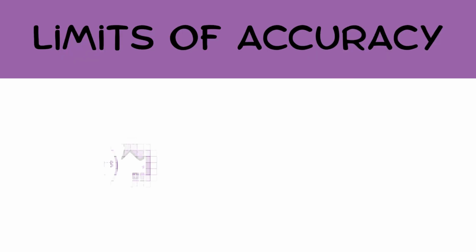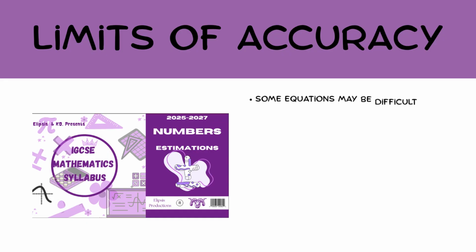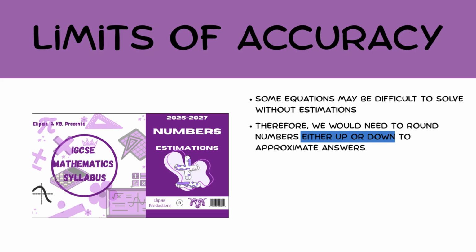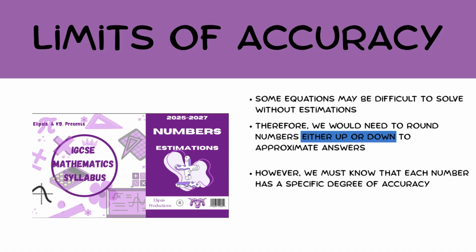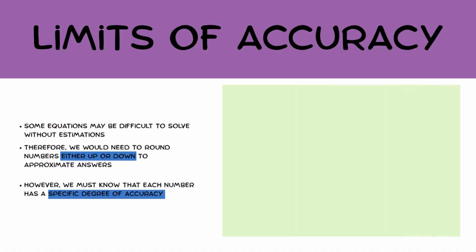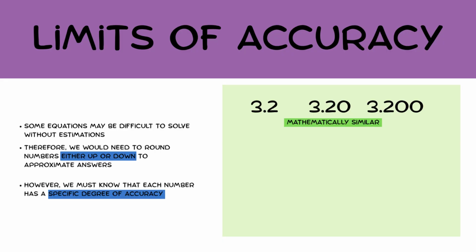As we stated in the previous video, some equations in mathematics are difficult to solve through standard operations. Instead, we would need to round the values either up or down to find an estimate of the exact answer. However, we must understand that each rounded number contains a different degree of accuracy. For example, although these three numbers are mathematically similar, their degrees of accuracy are completely different.